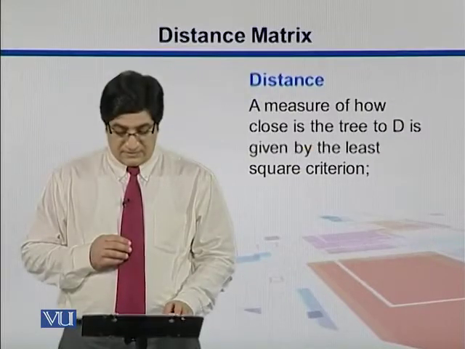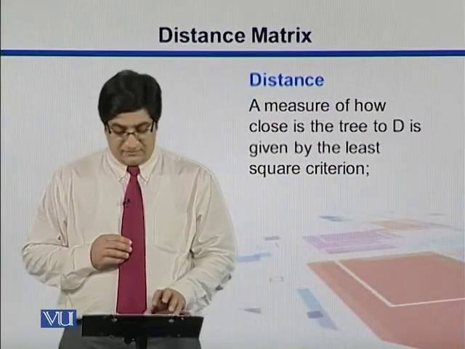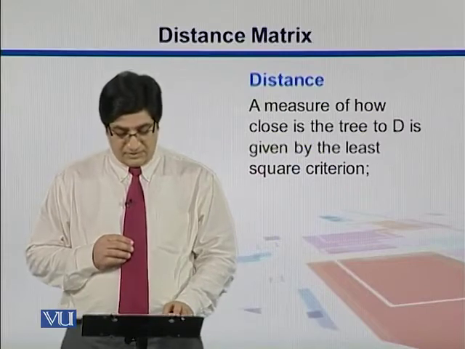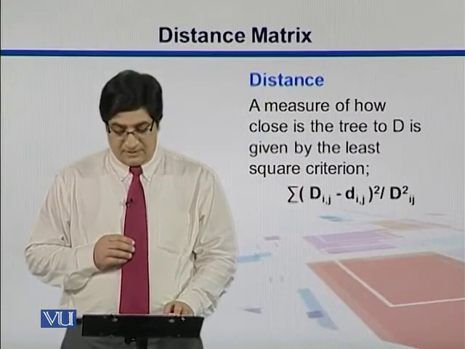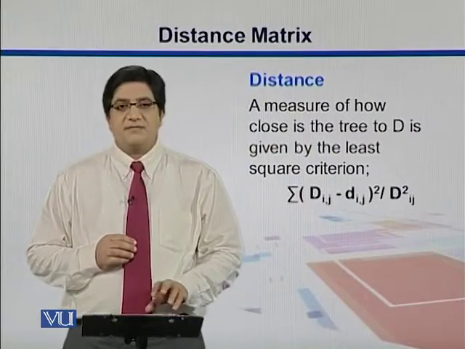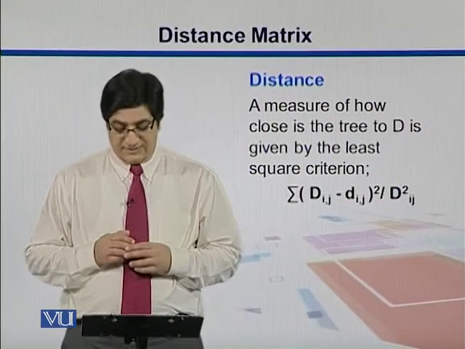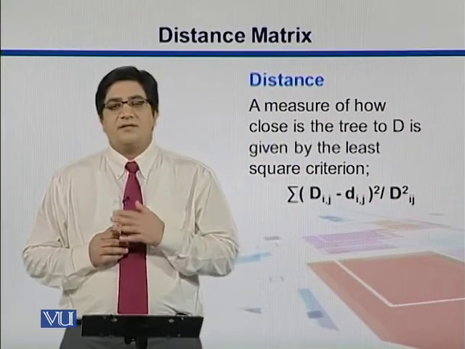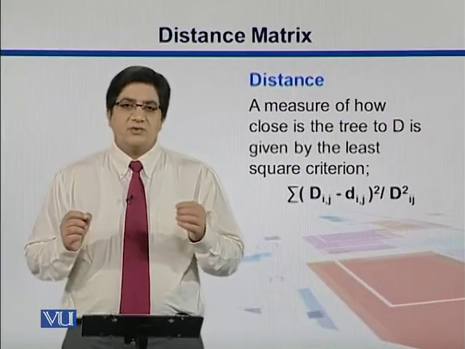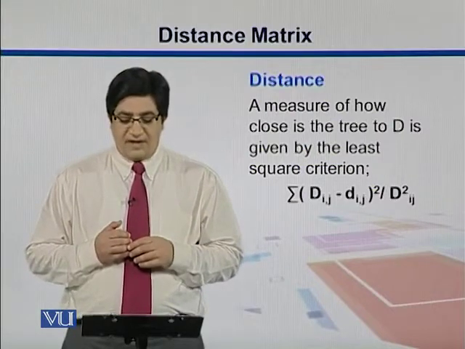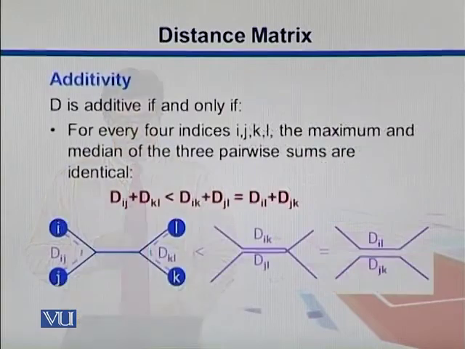So how this distance d is calculated, that we can get with this equation. We call it the least square criterion. We have the sum of capital Dij, remember that is the distance between the sequences, minus dij, which is actually the path distance between two leaves on a tree, squared, divided by Dij squared. So d is additive. The individual path distances can add up into the overall distance between two sequences.